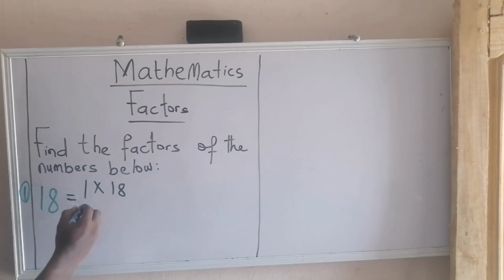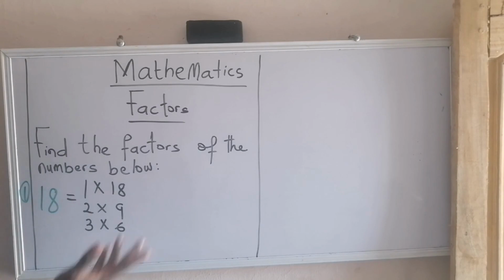2 times what will give you 18? That'll be 2 times 9. Now I have done 2. Let's go to 3. 3 times what will give us 18? 3 times 6. Can 4 times something give us 18? 4 times 4 is 16. 4 times 5 is 20. No, 4 cannot give. 4 times something cannot give you 18. What about 5? 5 times 3 is 15.